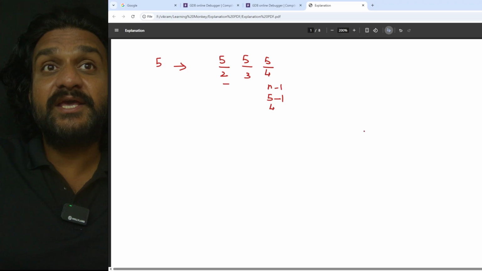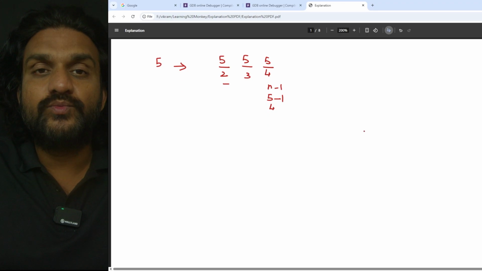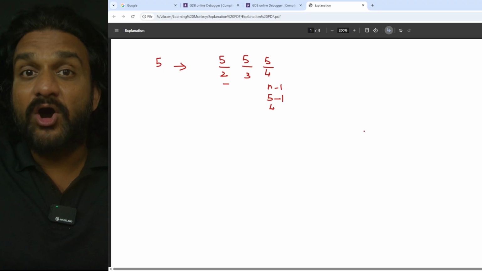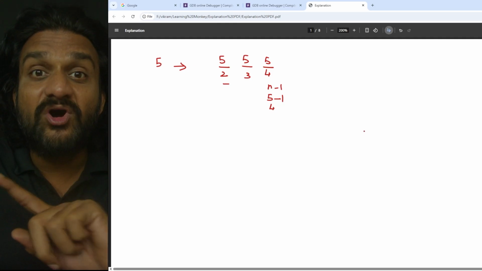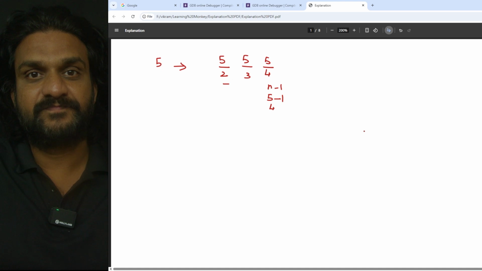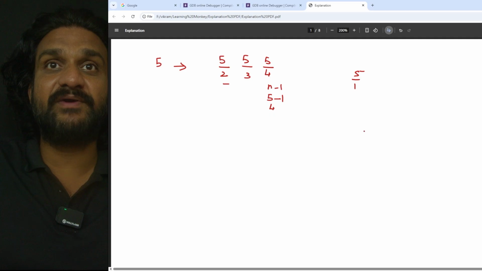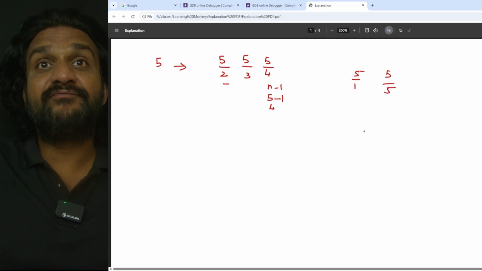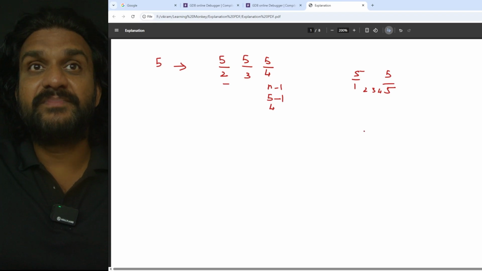Now if any one of these possibilities turns out to be true, meaning the number is divisible by 2 or 3 or 4, or all three, then we are going to say that the given number is not a prime number. To be a prime number, it should be divisible only by 1, in this case 5 by 1, and only by itself. If it is divisible by 2 or 3 or 4, then we can say that this is not a prime number.